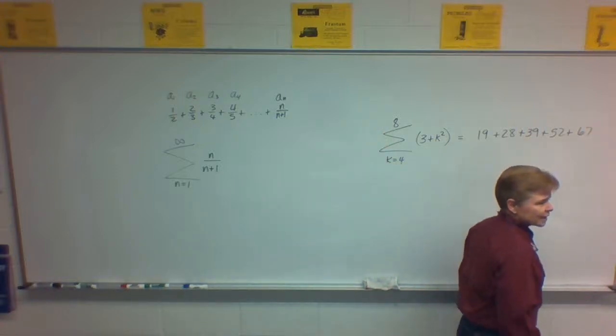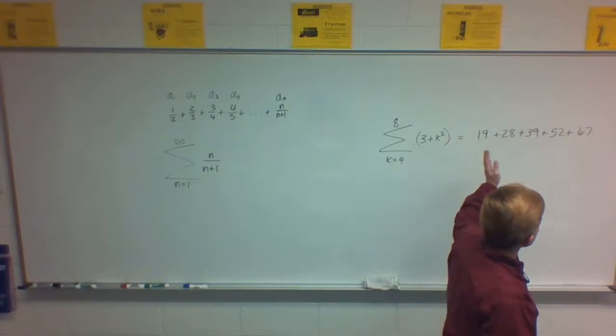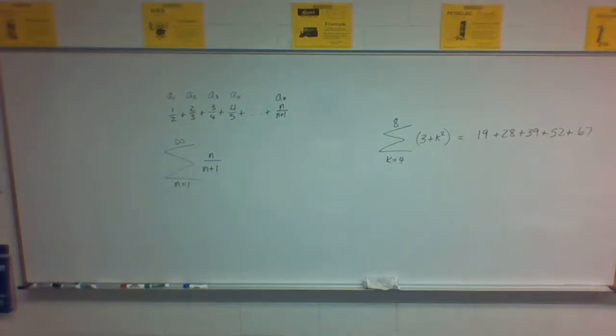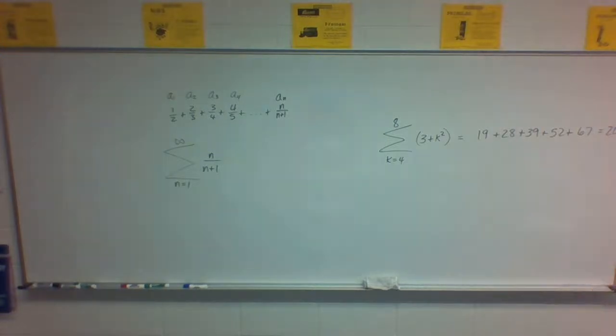Then we grab our handy dandy calculator and add them up. We will learn later how to actually do this with a formula, but not today. We're just going to add them together. 205. So I told you series are numbers, and this number is 205. Okay? Try example 6.